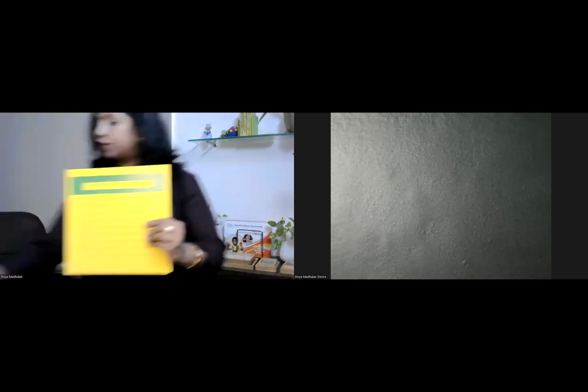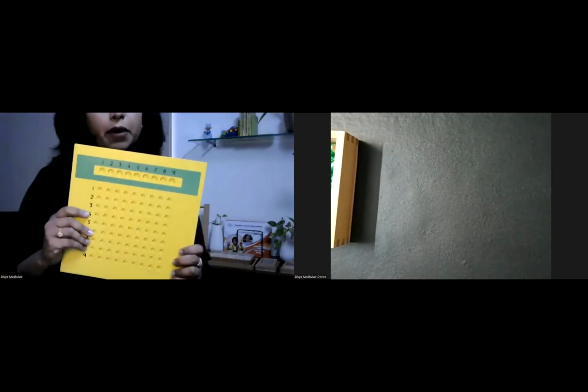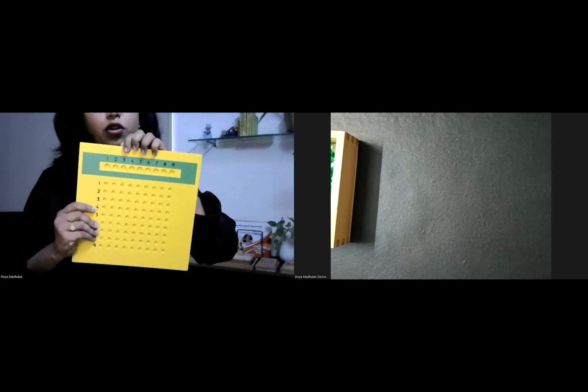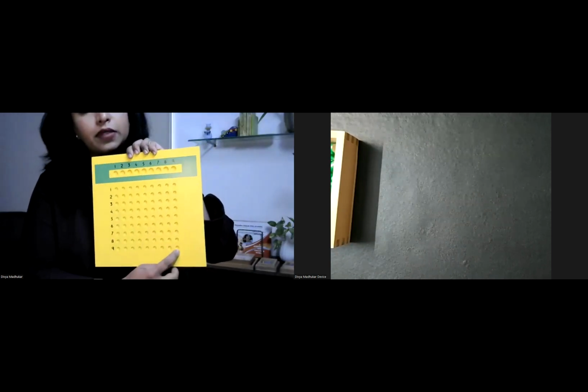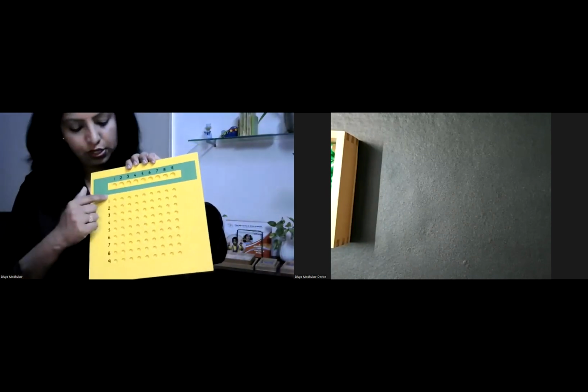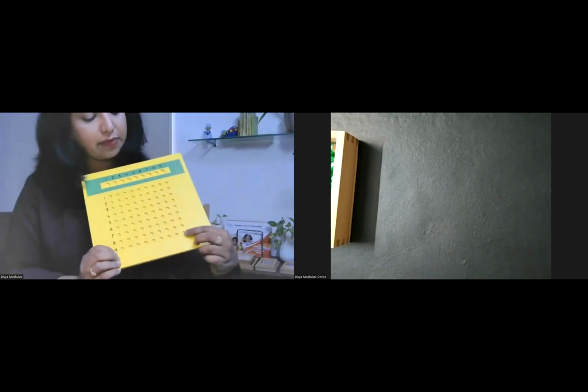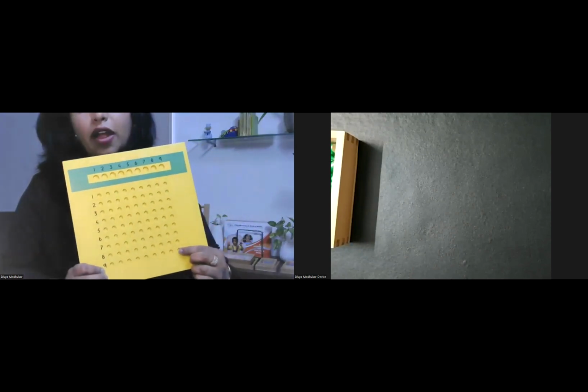So this is your division board. You will be able to see here that you can perform maximum division only up to 81. Why? Because we only have 81 holes over here. So we can have 1 to 9, 1 to 9 this side. The maximum number we can divide will be 81.